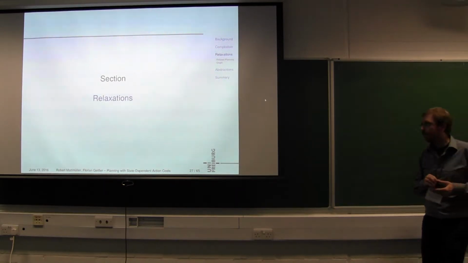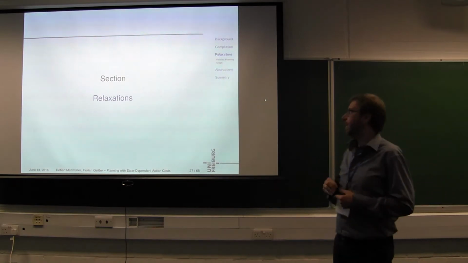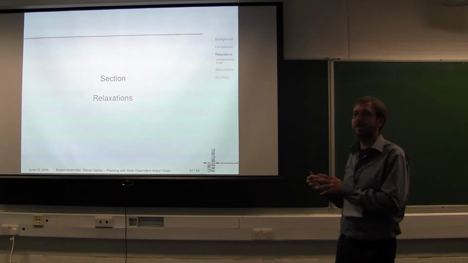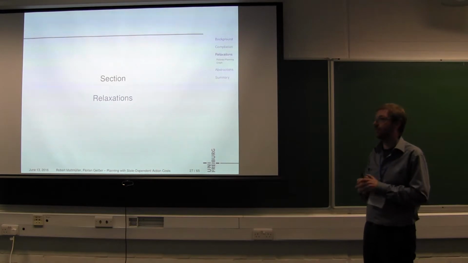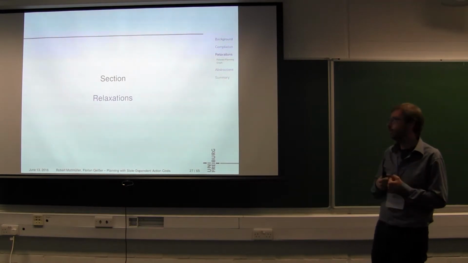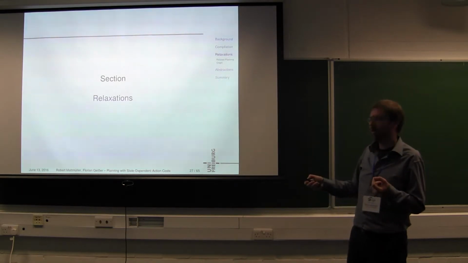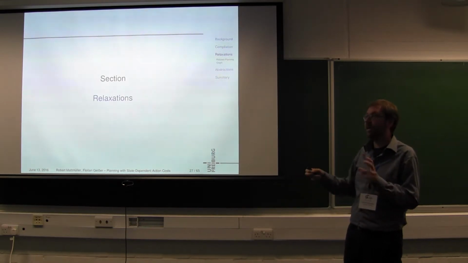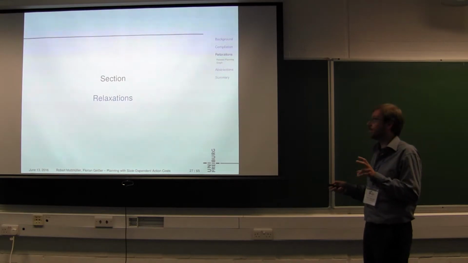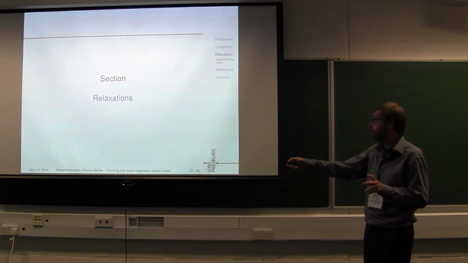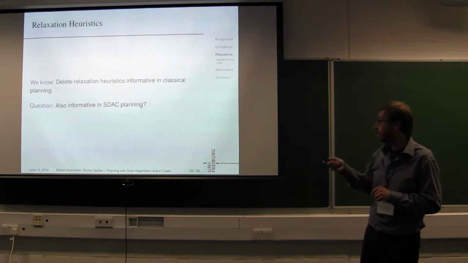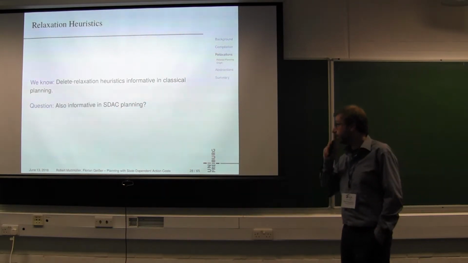We could stop here, but I just want to show you that you don't necessarily have to compile away these costs and then run a classical planner on the resulting task, but you can also deal with these state-dependent costs in your planner directly. And for that, I want to talk about delete relaxation heuristics and about abstraction heuristics. Let me start with delete relaxations.